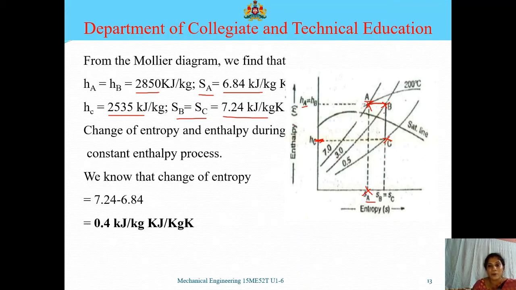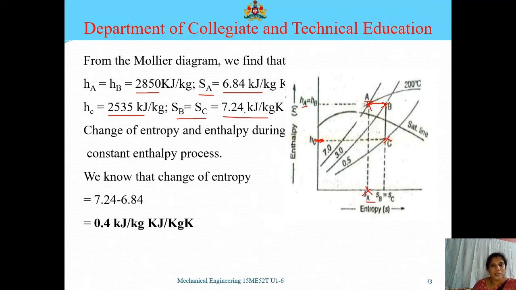Since the process B to C is an isentropic process, SB will be equal to SC. But in the question, they have asked us to find the change in entropy and change in enthalpy. So, the first process is what? The change of entropy.